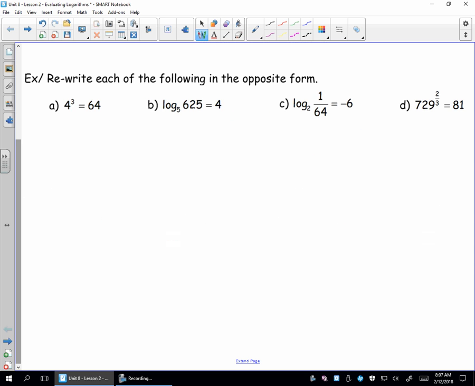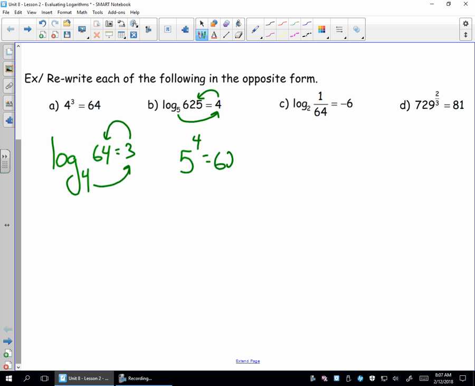Let's go look at some examples here. I want to rewrite these in their opposite form. So we have to recognize what form we have, and how we rewrite it. So this is exponential form, the first one. And my base is 4. 4 to the 3 is 64. So I write it this way. And when in logarithmic form, back to exponential form, so 5 to the 4 is 625.